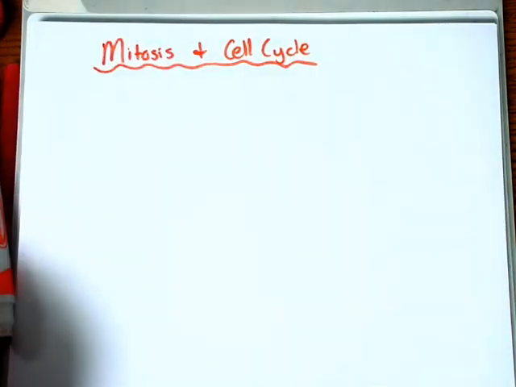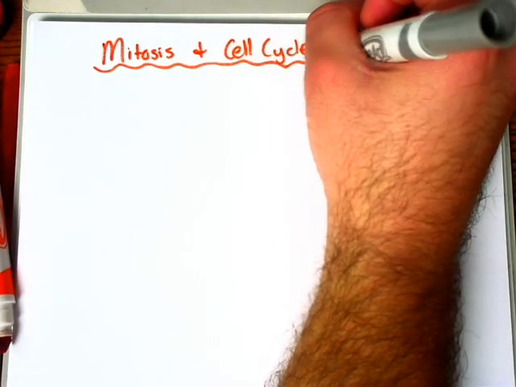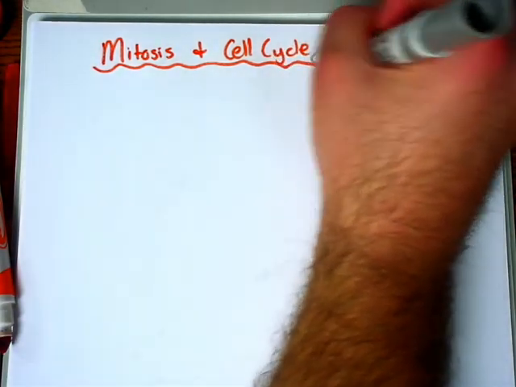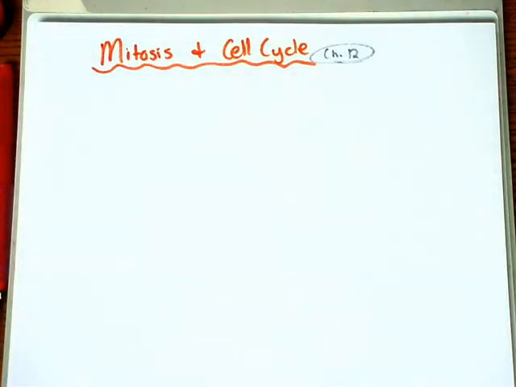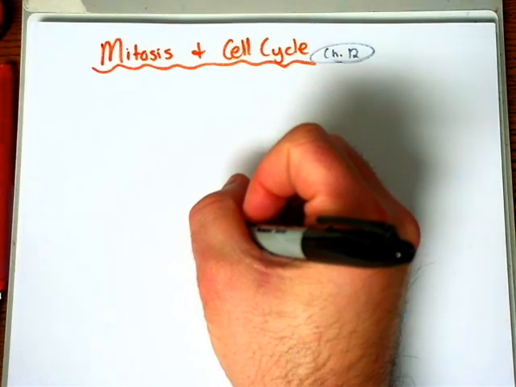This is, of course, chapter 12. Just a small piece of it, though. And let's start off by mentioning and reviewing ourselves on the cell cycle, so we can go through that real quick.